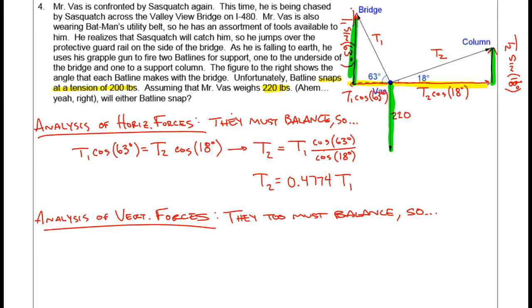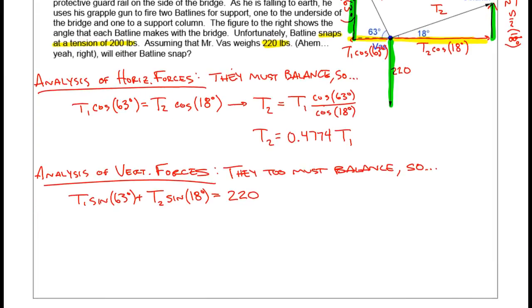So let's go ahead and write an equation showing that the two vertical components of the tension in the wires must equal 220. It's going to look like this. We're going to have T1 times the sine of 63 degrees plus T2 times the sine of 18 degrees equals 220. Well, unfortunately, this is one equation with two unknowns, T1 and T2. So if we don't have something that we can substitute in here for one of the unknowns, we'd be stuck. Fortunately, we do have something. We have this relationship right here.